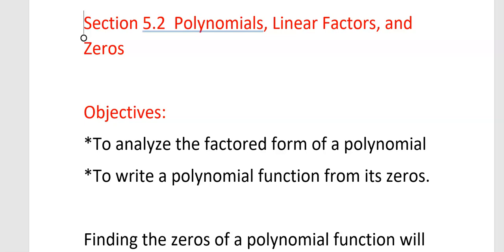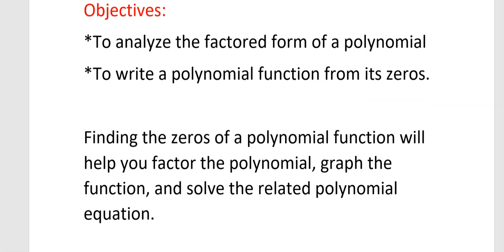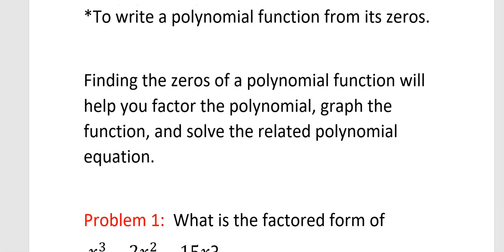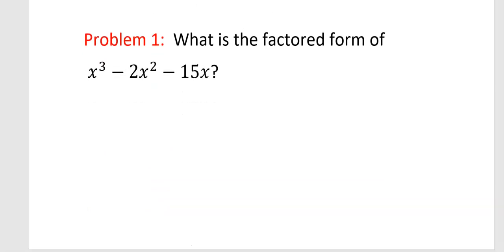So we are going to analyze the factored form of a polynomial. We're going to do a few things there, and we're going to write a polynomial function from its zeros. So we're going to do both of those things today. When you find the zeros of a polynomial function, it helps you graph it, and it also helps you do related polynomial equation things. So the first part of this is going to be super easy. We'll whiz right through this.